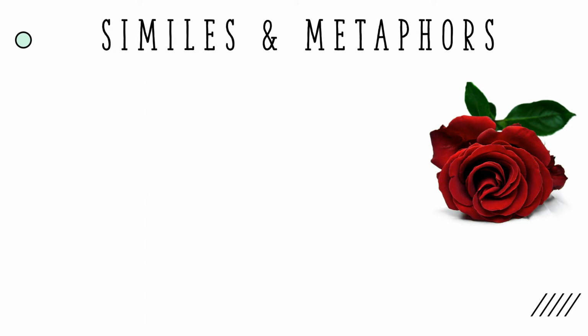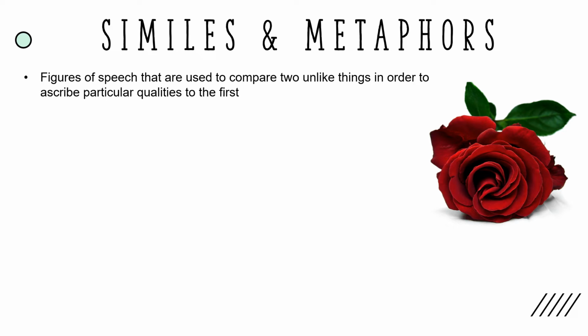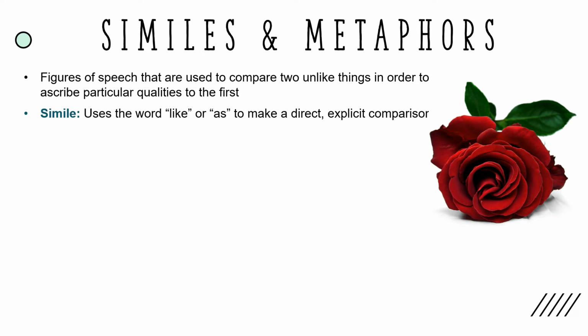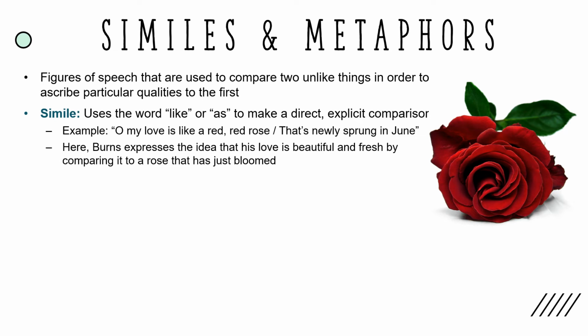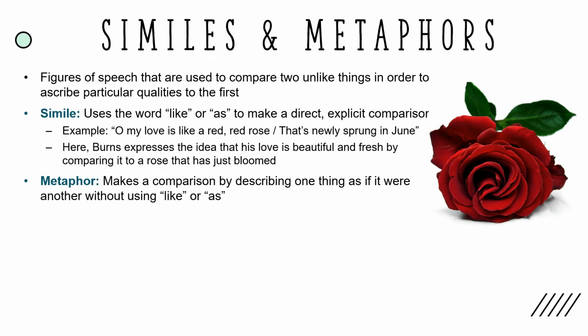Similes and metaphors are figures of speech that are used to compare two unlike things in order to ascribe particular qualities to the first. A simile uses the word like or as to make a direct, explicit comparison. For example, in his poem, Robert Burns states, "Oh, my love is like a red, red rose that's newly sprung in June." Here, Burns expresses the idea that his love is beautiful and fresh by comparing it to a rose that has just bloomed. A metaphor, on the other hand, makes a comparison by describing one thing as if it were another without using like or as.